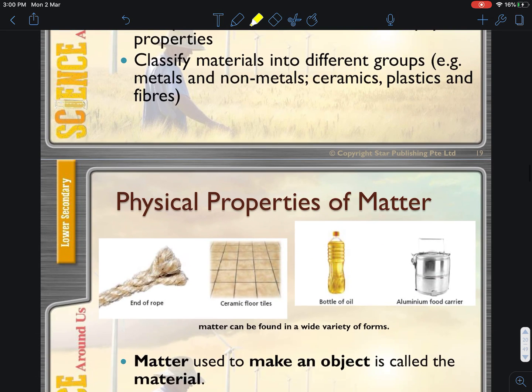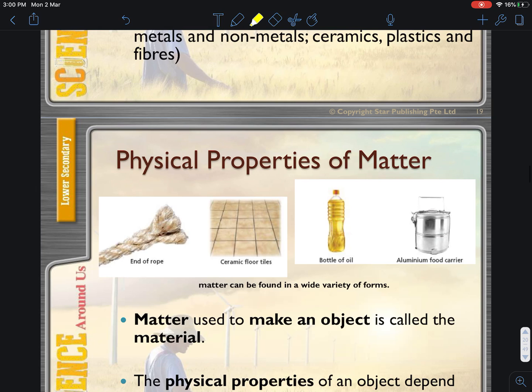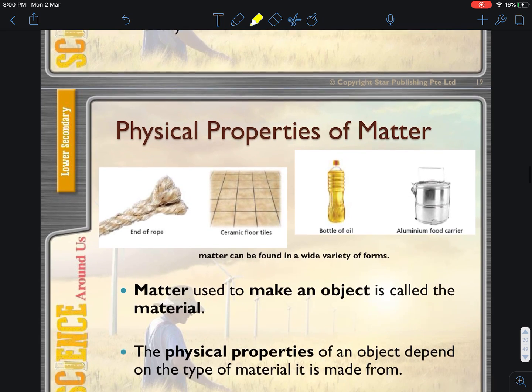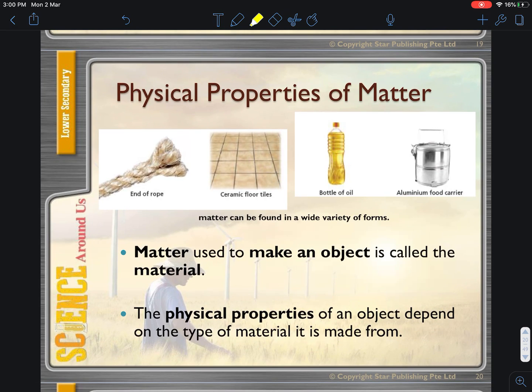Now, all these slides are actually copyrighted to Star Publishing Private Limited, and it is one of the textbooks that you should be using for your normal tech science lessons. Okay, without further ado, let's begin.